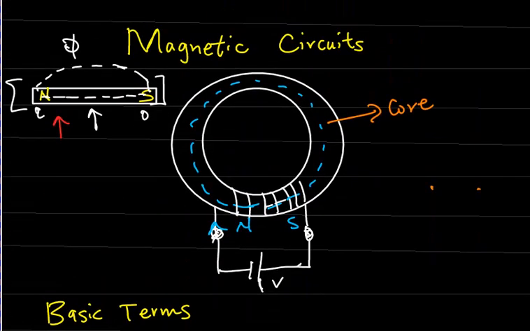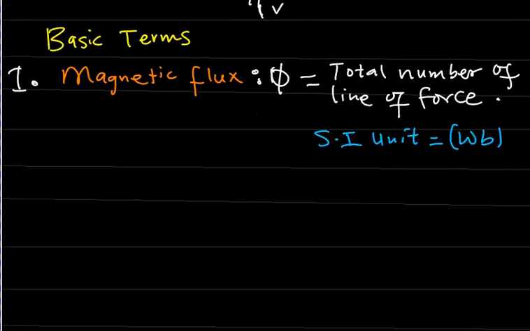I only used one imaginary line to show just one line of force, but there are many of them, and the number of lines of force depends on the intensity of the magnetism that is established, and the intensity of the magnetism established depends on the amount of current supplied to the coil. I hope that is well understood.